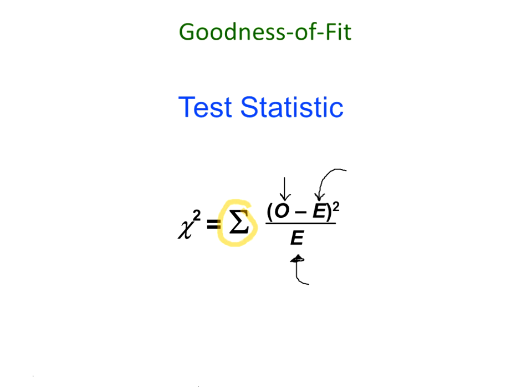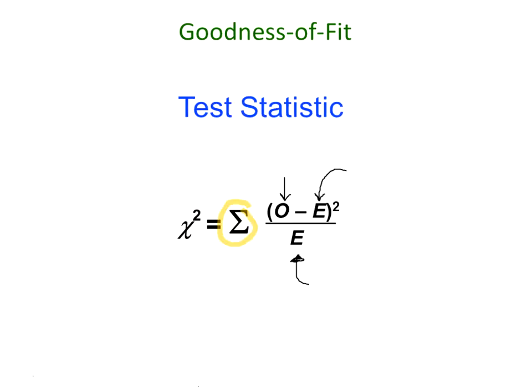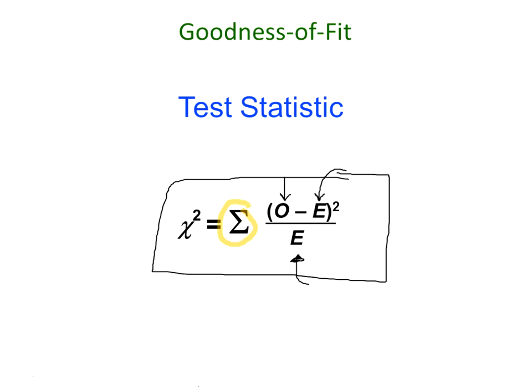All right, so again, E is what we would expect to happen. That represents our expected frequency. And then O is what's actually in our data. That's what we observe. Okay, so that is our test statistic.